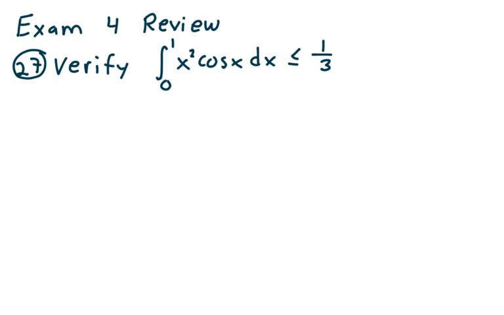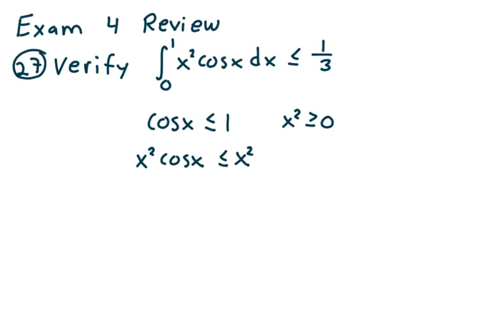Cosine x is less than or equal to 1. We also know x squared is greater than or equal to 0. So if I multiply both sides by x squared, I get x squared cosine x is less than or equal to x squared. The integral from 0 to 1 of x squared cosine x dx must also be less than or equal to the integral from 0 to 1 of x squared dx.